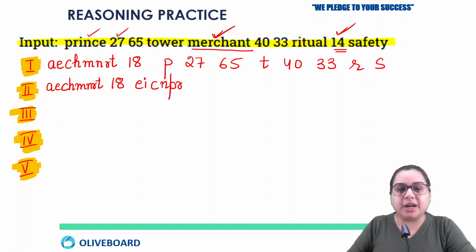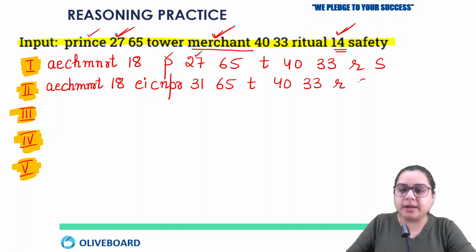And what is the number? After 14, it should be 27. On 27, I am going to add 4, which will become 31. So 27 will become 31, and here we have arranged these two, prince and 27. I'm just going to mark this. Now I'm going to write all the remaining elements. What will be the remaining elements? Let's check that. The remaining elements are 65, T, 40, 33, R and S.